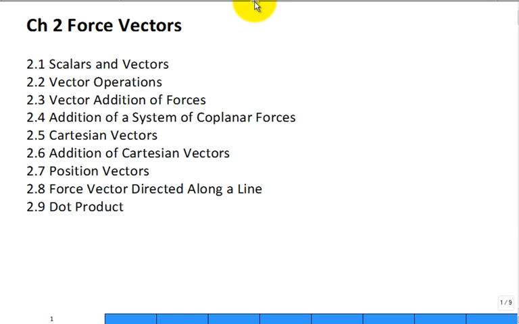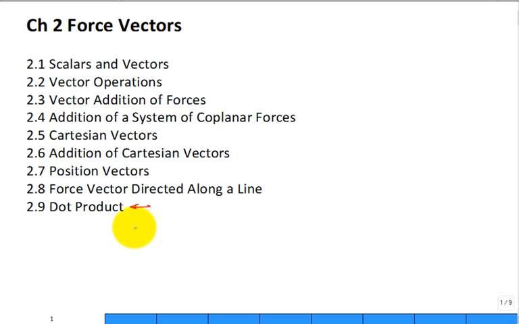So we've had 2 lectures in this chapter on force vectors, and we're wrapping it up today. What we really need to talk about is the dot product. And I believe the dot product is a review for you, is it not? I believe it is. Have you not used the dot product? Anybody not used the dot product? Everybody's used the dot product?